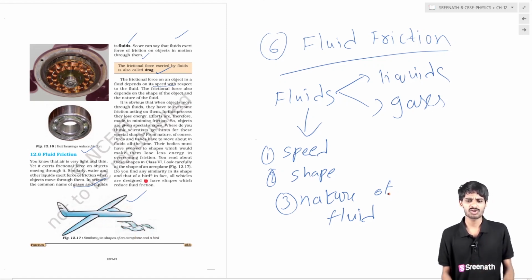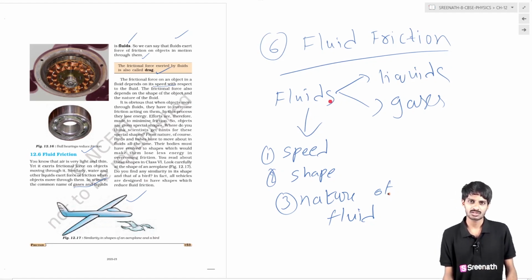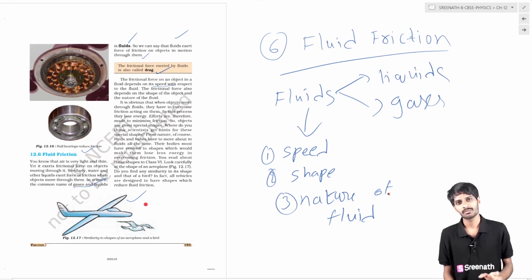So basically, what you have to remember is fluid friction. Fluids means liquids and gases together, and fluids also exert friction on objects which are moving through them. Fluid friction depends upon the relative speed of the object in the fluid, the shape of the object and the nature of the fluid. The fluid friction is called drag. If there is so much fluid friction, we have to lose so much energy. So how are aeroplanes designed? Their shape is designed to get less friction.